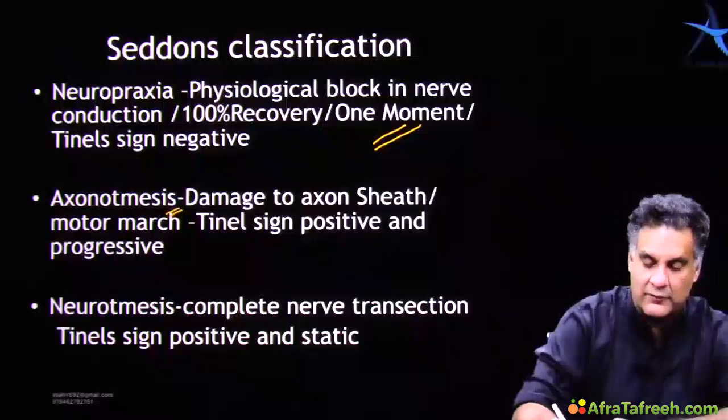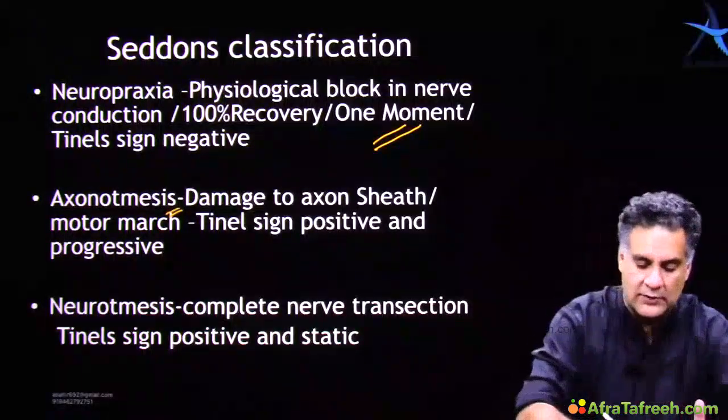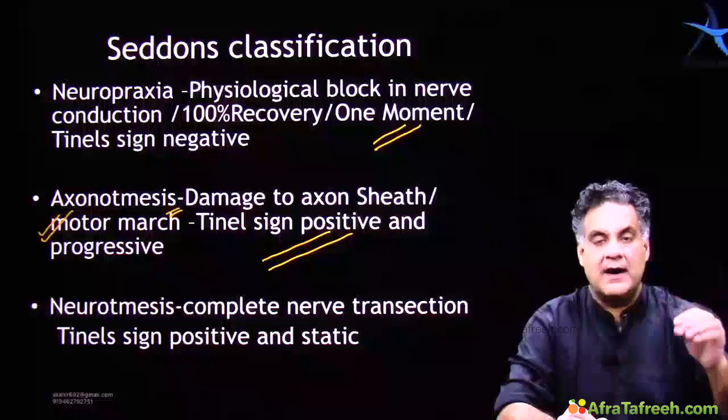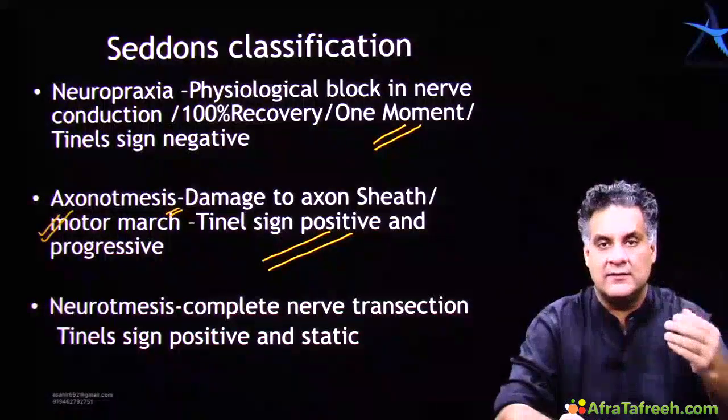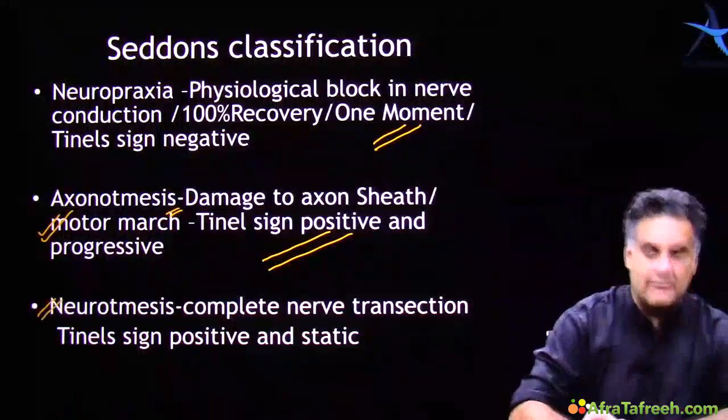Axonotmesis is recovery from proximal to distal. This is also called motor march. The Tinel sign is considered to be positive, which marks the recovery of the nerve at 1 mm per day, and progressive.